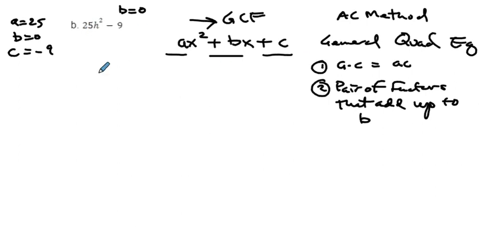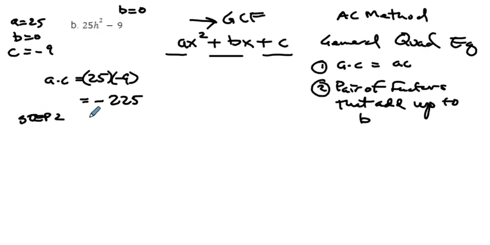All right, so let's try this. If I go a times c, in this case, it's going to be 25 times -9. You've got to include that sign. Which means that is equal to -225. And so for my step 2, that means I have -225, and I want to find a pair of factors that add up to b.